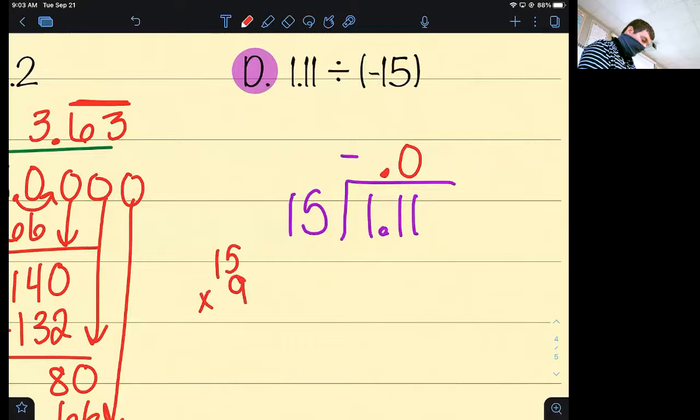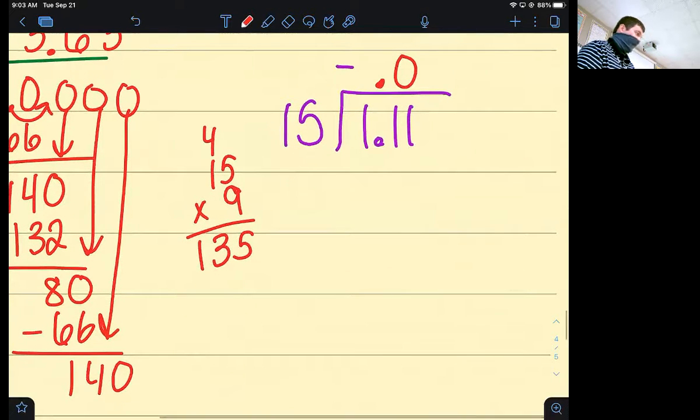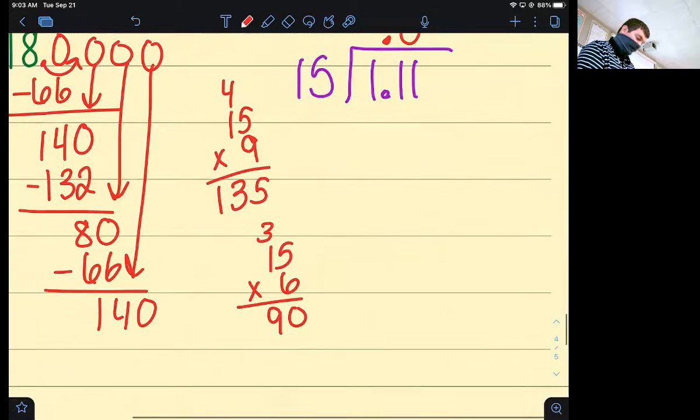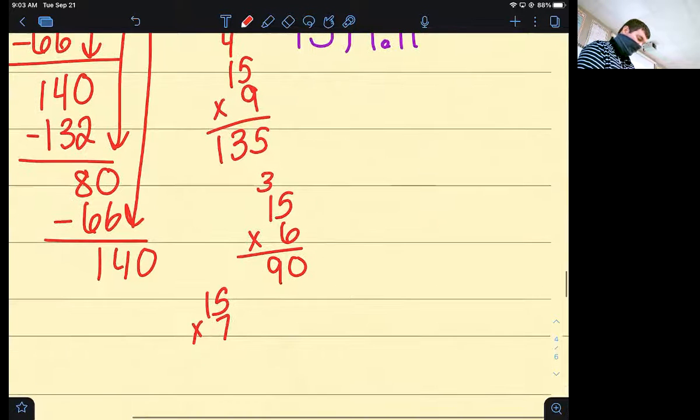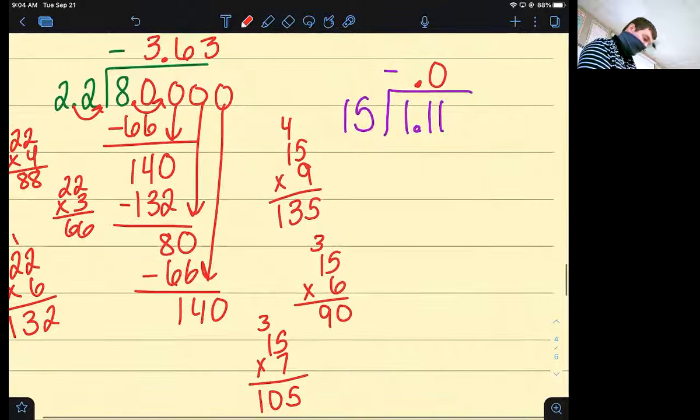15 goes into 111. How many times do you want to guess? 9. Okay. 9 times 5 is 45. 9 times 1 is 9 plus 4 is 13. So it's a little big. I'll leave it there. We might need it later. 15 times 6. 6 times 5 is 30. 6 times 1 plus 3 is 9. I bet we can fit another one in there. 15 times 7. What's 7 times 5? 7 times 1 plus 3. I think that's it. So it's going to be 7 right there. I need to do a better job of lining up my digits. There we go. That was 105.